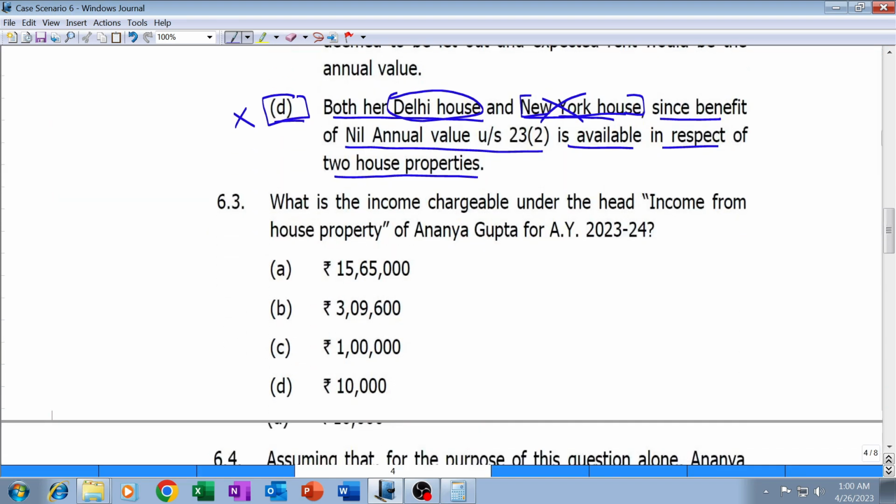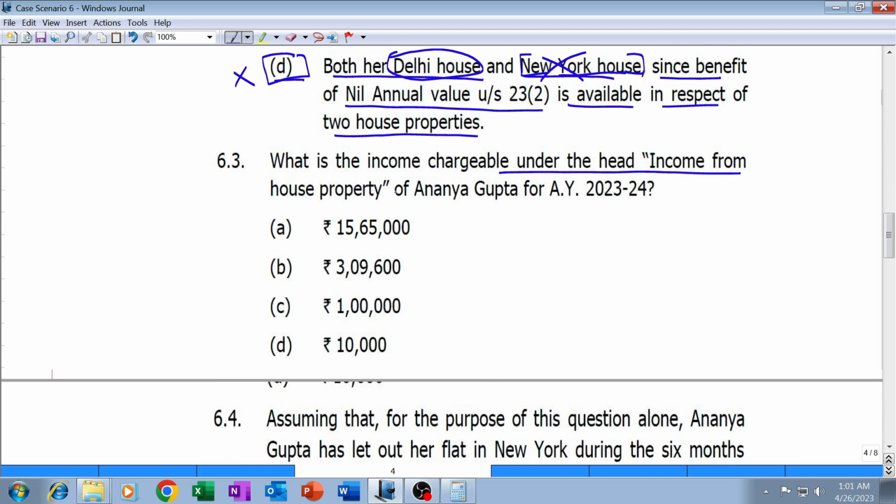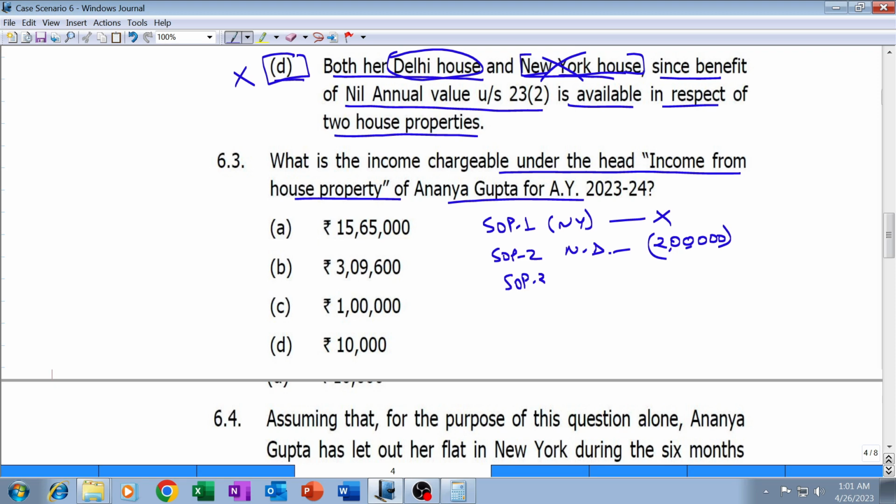6.3, what is the income chargeable under the head income from house property in case of Ananya Gupta? Now SOP 1, which is at New York, is not to be taken into account, we know pretty well. SOP 2, which is at New Delhi, income will be negative 2 lakh rupees. How? We know pretty well. Since this is SOP, income could be either negative 2 lakh, maximum 2 lakh, or nil. Here it will be negative 2 lakh. How? That we calculated it out. This reflects interest under section 24 clause B. And property number 3, which is Mumbai based, we don't know whether self-occupied or not.